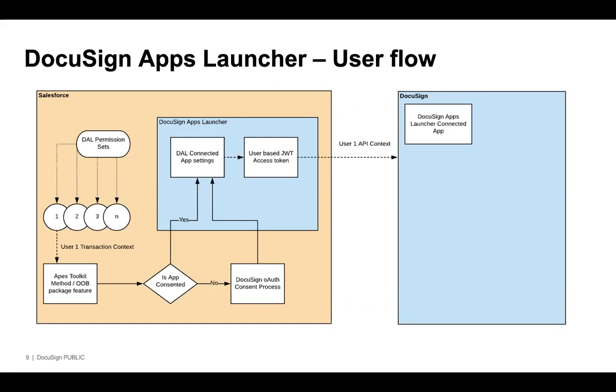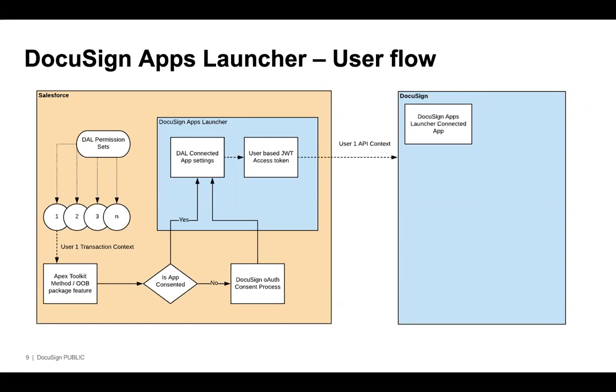Let's consider an example of user 1. When user 1 is interacting with our managed package, user 1 can either trigger an out of the box process, like a button click for sending out for signature, or they can trigger our DocuSign API in the context of the Apex Toolkit. Let's consider user 1 is clicking on the out of the box Send with DocuSign button. In this scenario, the first step that our package internally checks is whether that Salesforce end user has provided DocuSign consent to act on their behalf.